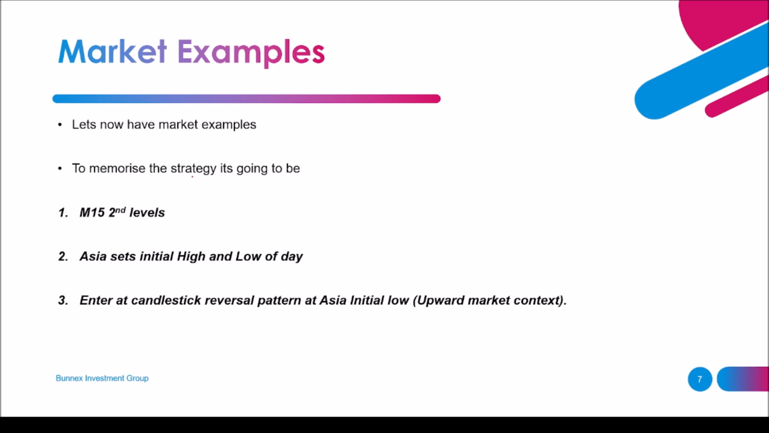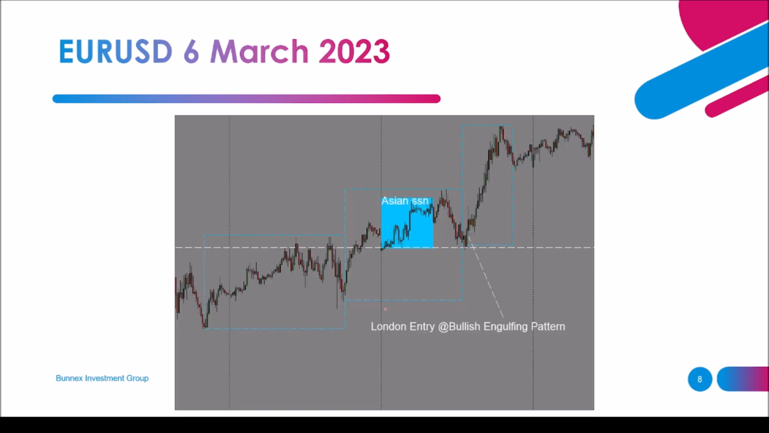So let's now have market examples to fully understand. To memorize the strategy, it's going to be M15 second level, Asia sets initial high and low of day, enter at candlestick reversal pattern at Asia initial low. This is for an upward market context. If it is a downward market context, we are saying enter at Asia initial high.